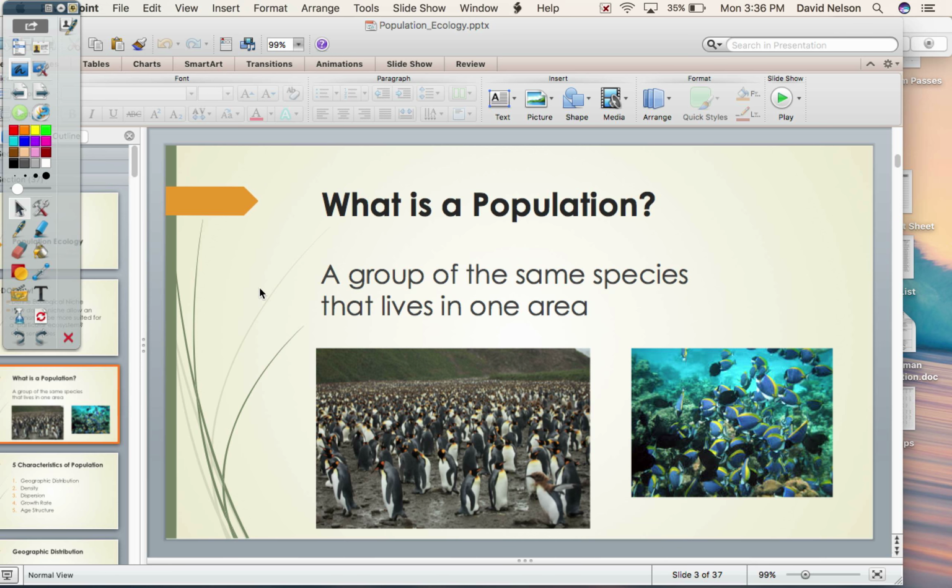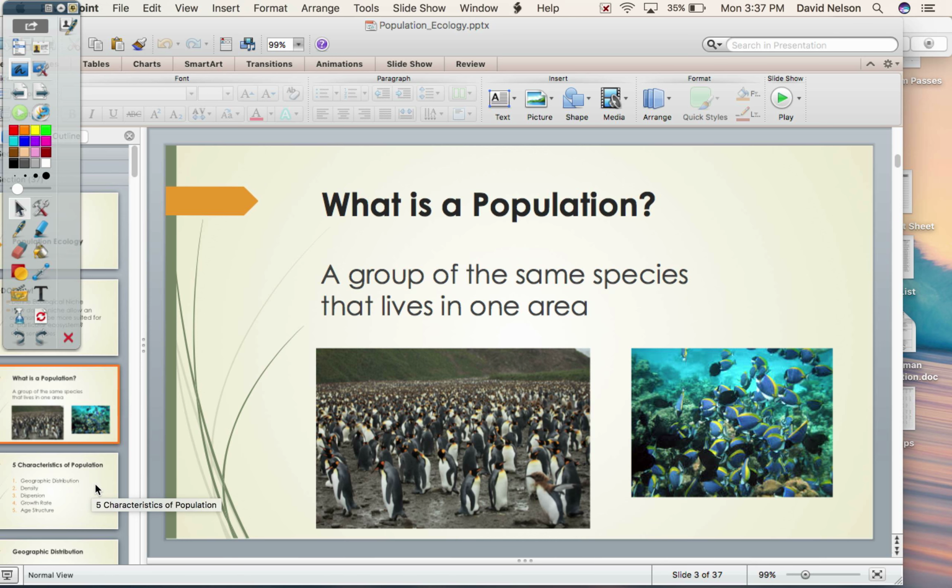If you remember that we've talked about this before, multiple populations come together to make a community, and the community with the physical environment creates an ecosystem. But a population is looking at just a single species that live together in one area, in one habitat. So all of these penguins together are one population. All of these fish together are one population. There are other populations of the same species that live elsewhere, but within this same area, we have this single population. So hopefully we remember most of that.